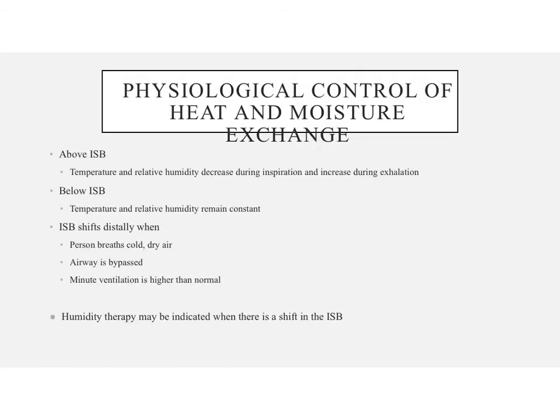So we are going to talk a little bit more about the ISB, or the isothermic boundary. So remember normal. So always know your normal. So the normal isothermic boundary is 5 centimeters below the carina. So picture, and we will see a little diagram here in a couple slides, the isothermic boundary.